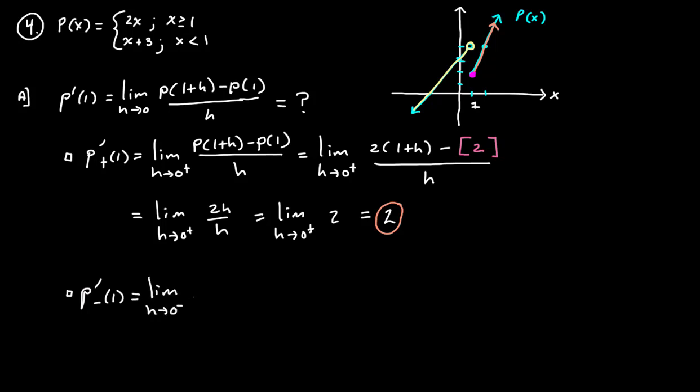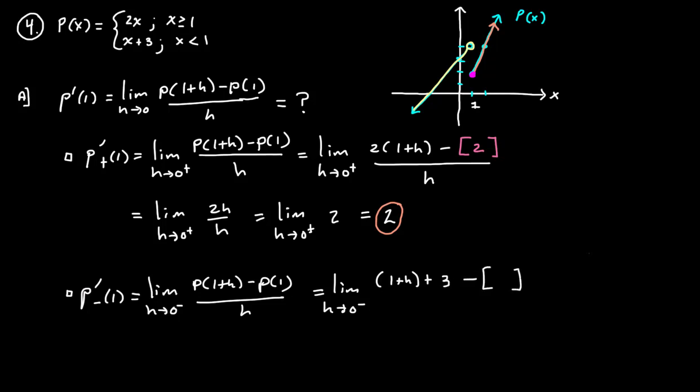H approaches 0 from the left, p of 1 plus h minus p of 1 all over h, which is the limit as h approaches 0 from the left. Okay, now here's where we get to the nitty-gritty. P of 1 plus h to the left is going to be 1 plus h plus 3. And then I have to subtract p at 1, but I highlighted that earlier in pink to emphasize that p at 1 is in fact this pink value of 2. And this is all over h.